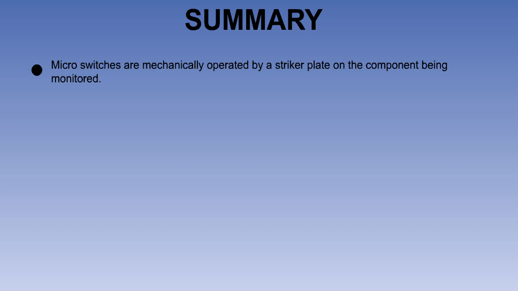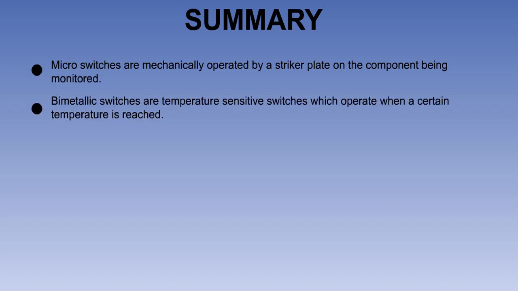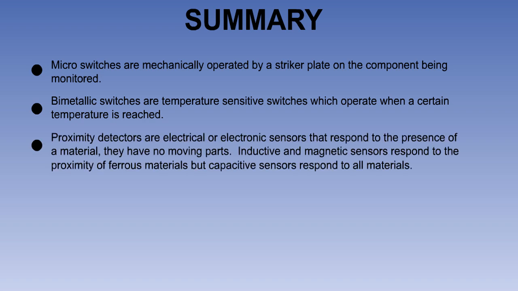That is the end of the lesson. Here are the main points. Microswitches are mechanically operated by a striker plate on the component being monitored. Bimetallic switches are temperature-sensitive switches, which operate when a certain temperature is reached. Proximity detectors are electrical or electronic sensors that respond to the presence of a material. They have no moving parts. Inductive and magnetic sensors respond to the proximity of ferrous materials, but capacitive sensors respond to all materials.